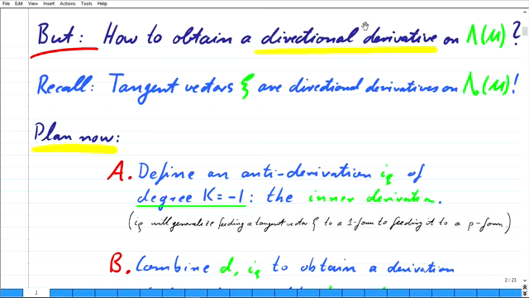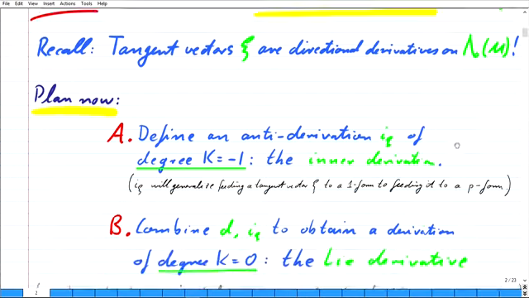So we know how to directionally differentiate functions, or zero forms. But how can we differentiate general R forms in a particular direction? Preferably by using a tangent vector again. The tangent vector is supposed to give us the direction in which we want to differentiate. How can we do that? How can we specify with a tangent vector a directional derivative for differential forms? The plan for that will be to proceed in two steps.